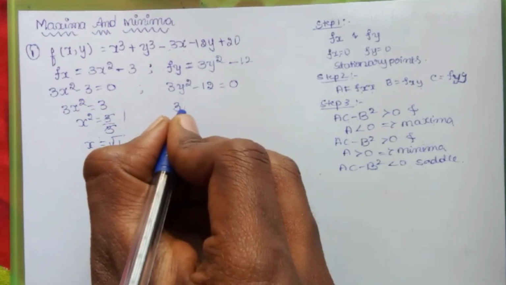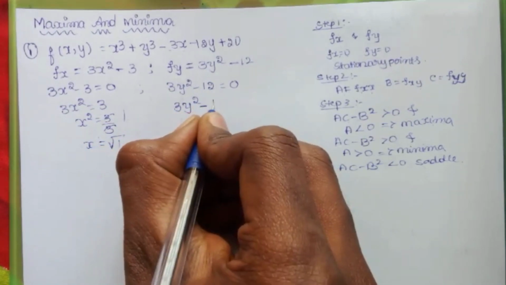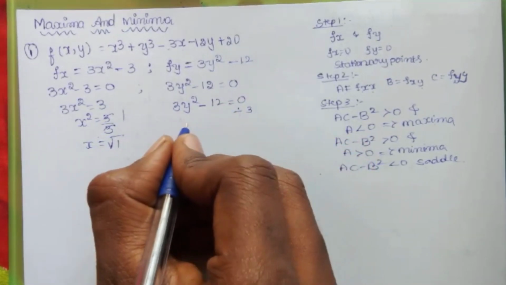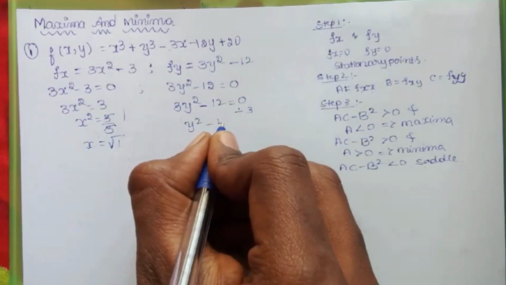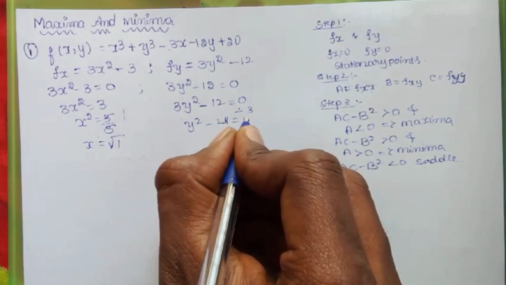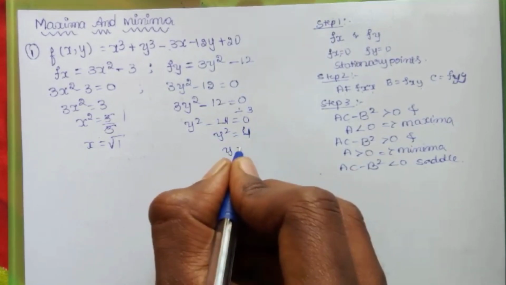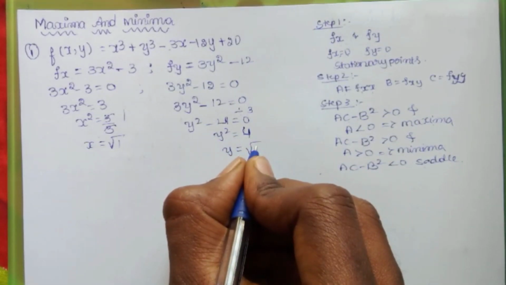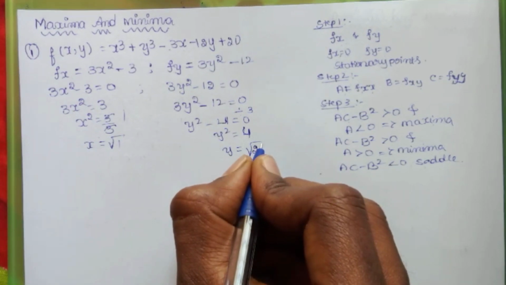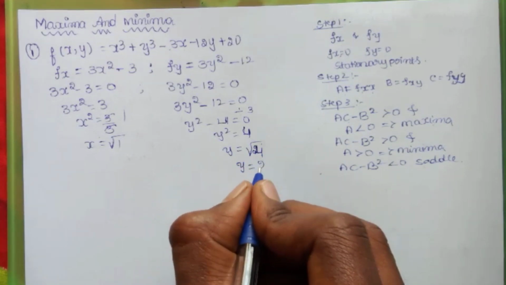Then here also 3y square minus 12 equals 0. Dividing the whole thing by 3, we get y square minus 4 equals 0. Then y square is equal to 4. y equals root 4. Then y is equal to, can I write this as 2?